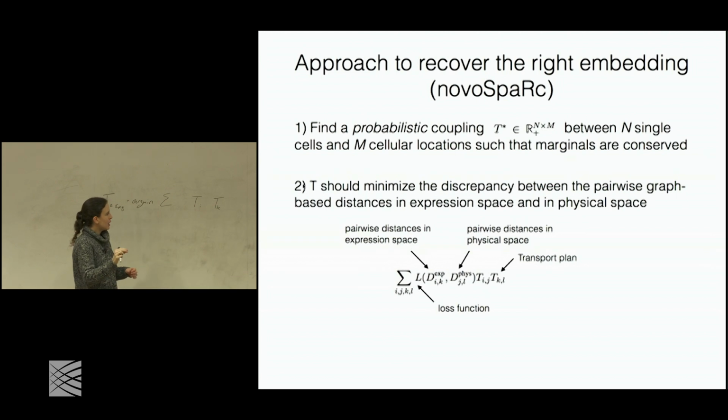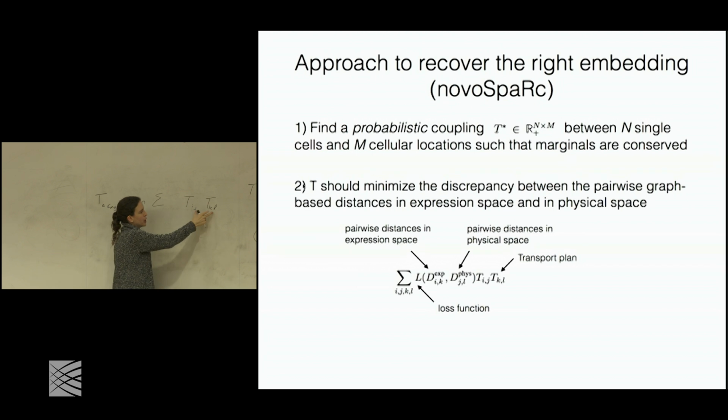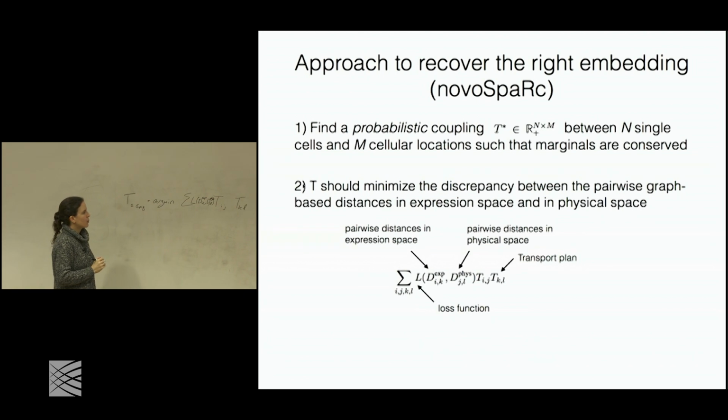So if we have cell I and cell K that are embedded correspondingly to location J and location L, then we'd like the distances between I and K in expression space to match those between J and L in physical space, right? So a way to do that would be to say that we'd like to minimize some loss function between the pairwise distances between I and K in expression space and the pairwise distances between J and L in physical space.